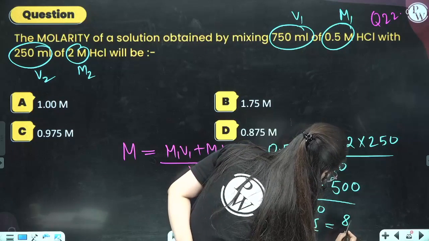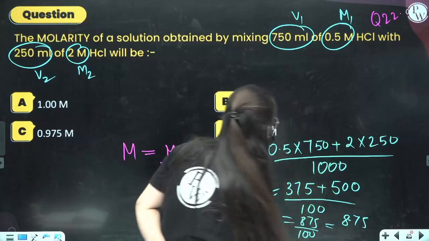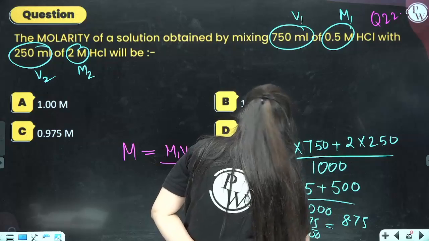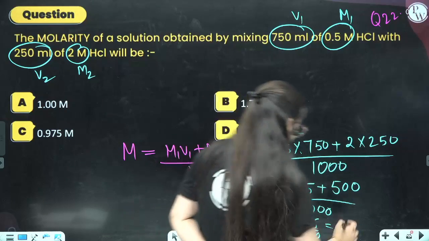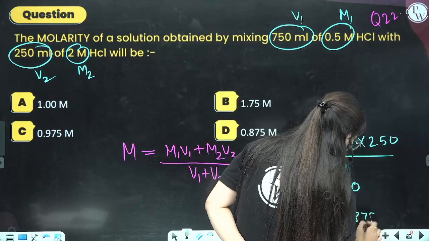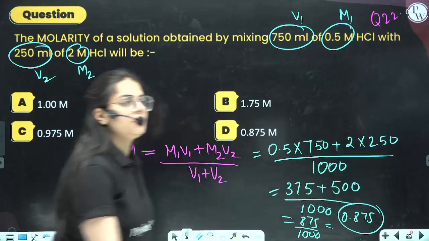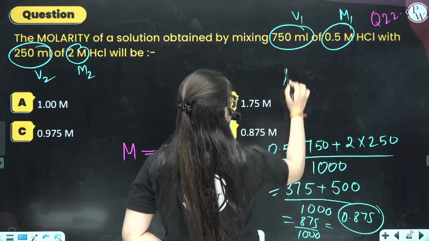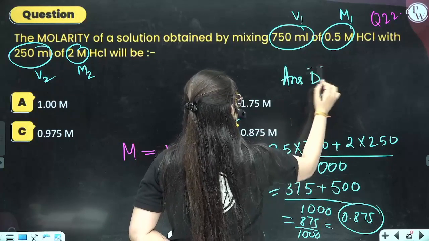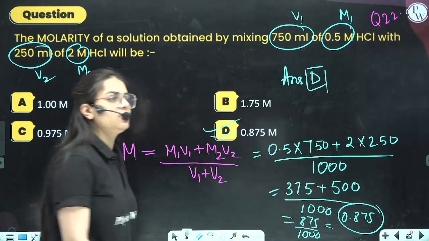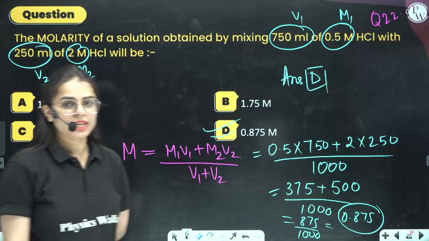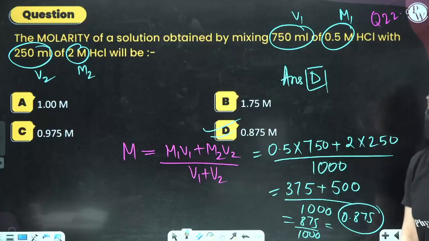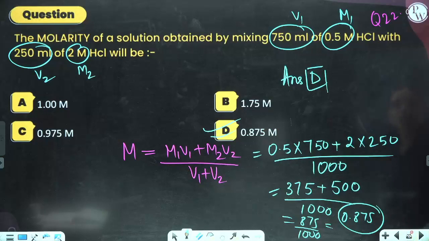875 by 100, so it will be 8.75. Sorry, by 1000. It is by 1000. So our answer comes out to be 0.875. The total molarity of the mixture comes out to be 0.875 molar. Hence option number D is going to be our correct answer. Okay. Now let us move on to the next question. If you have written this, shall we proceed, students?